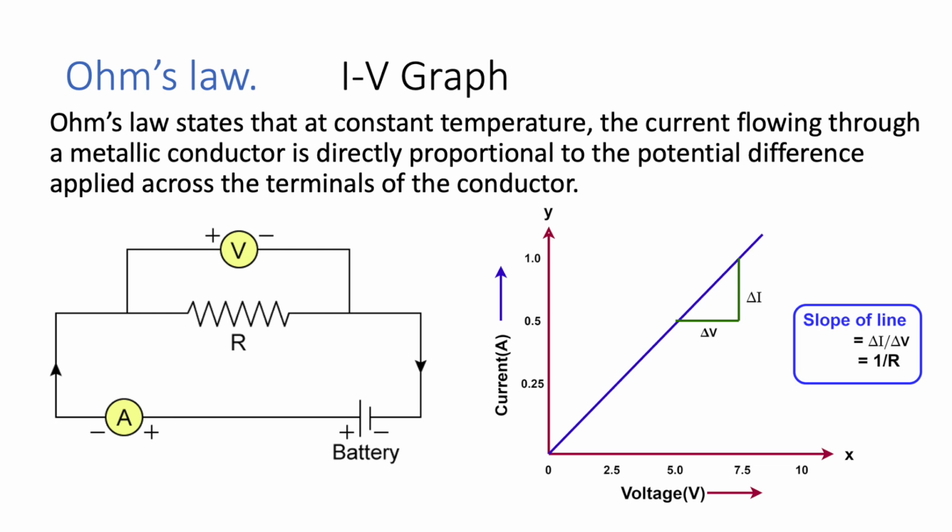But if you take the ratio of voltage and current, V divided by I, we get a constant called the resistance of the given resistor. We can plot a graph by taking voltage along the x-axis and current along the y-axis. Voltage is the independent quantity and current is the dependent quantity. At constant temperature, we get a straight line graph. We can construct a triangle and find ΔI divided by ΔV, or the change in current divided by the change in voltage. So the reciprocal of ΔI divided by ΔV, or the reciprocal of the slope, gives the resistance of the given resistor R.